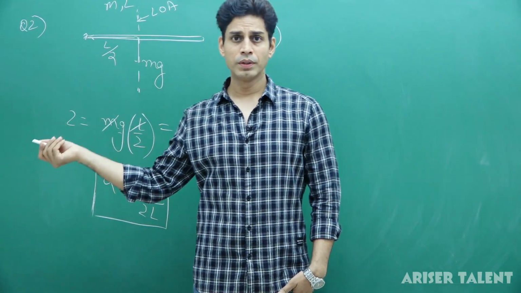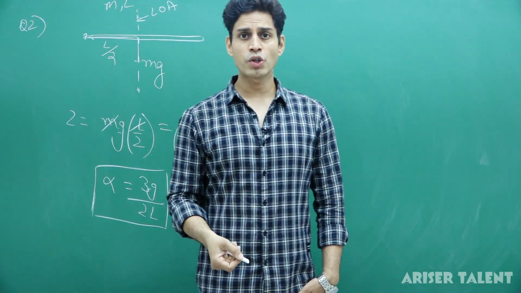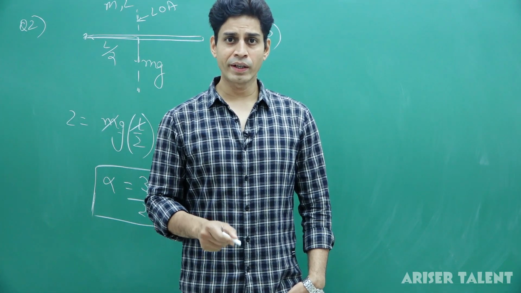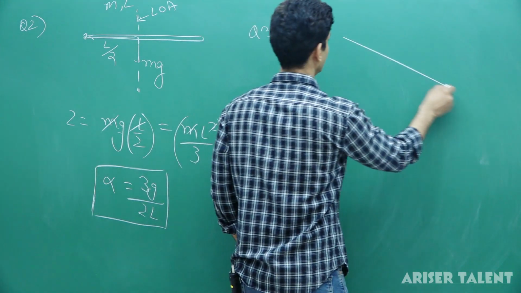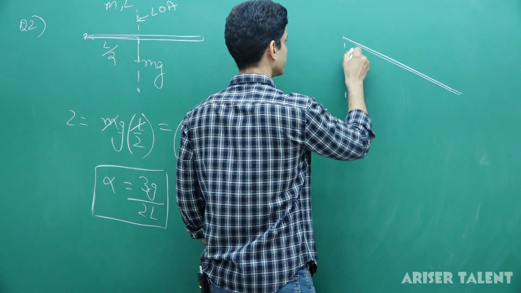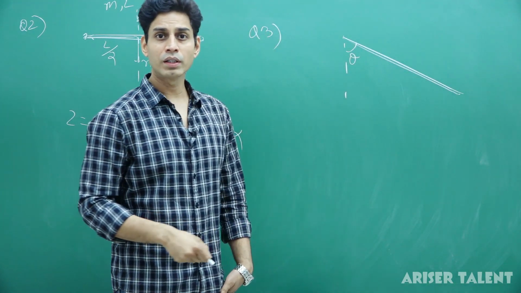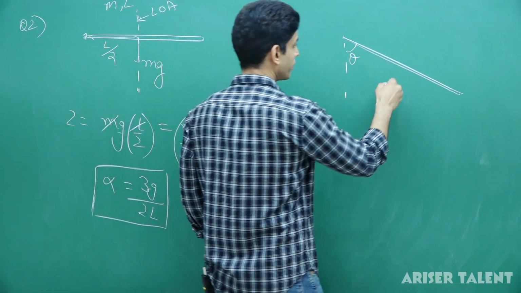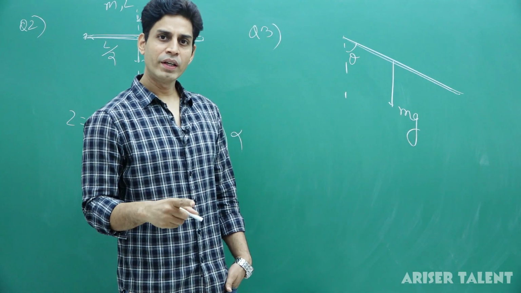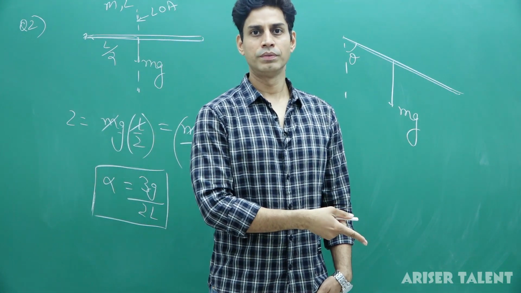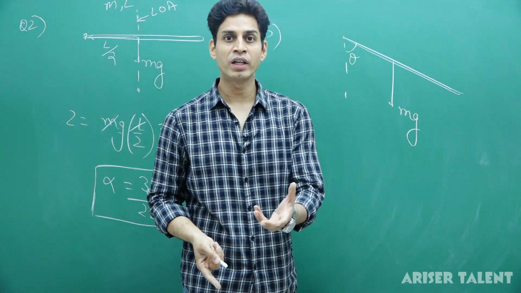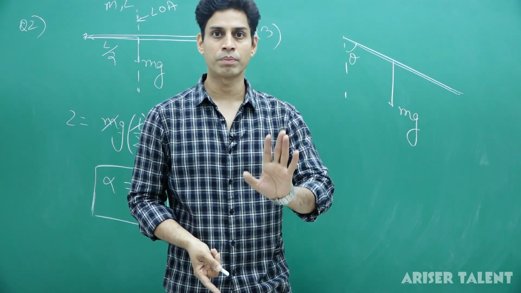Just an extension of this: you have to calculate the angular acceleration of the rod when it is making an angle theta with the vertical, like this. At this position, we have to calculate the angular acceleration. Now, my children, this is mg. One way is you can take the components of mg and solve the question. If you go for the components, you will feel that this component will provide the torque and this component will not provide the torque.